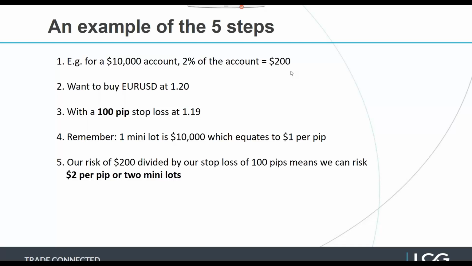Now, say for example our stop loss was 50 pips. Obviously, if we're still willing to risk our $200, instead of trading $2 per pip, we can actually double that, because there's half the amount of pips. You can double the amount of risk per pip. So that would then be $4 per pip, or 4 mini lots of forex.